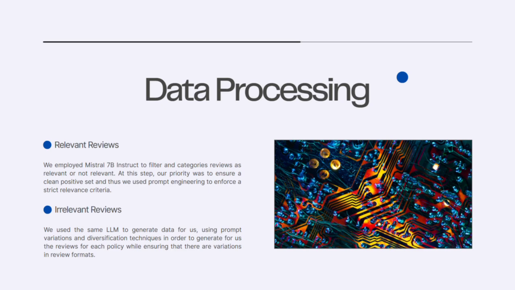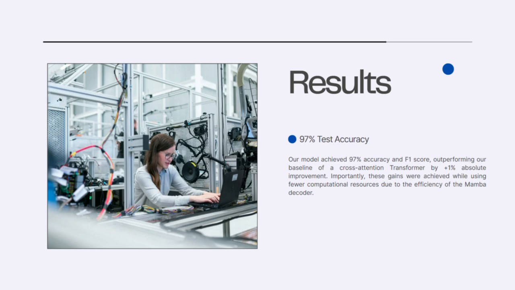For the results, our model achieved a 97% accuracy and F1 score, outperforming our baseline of a cross-attention transformer by a 1% absolute improvement. Importantly, these gains were achieved while using fewer computational resources due to the efficiency of the Mamba decoder.